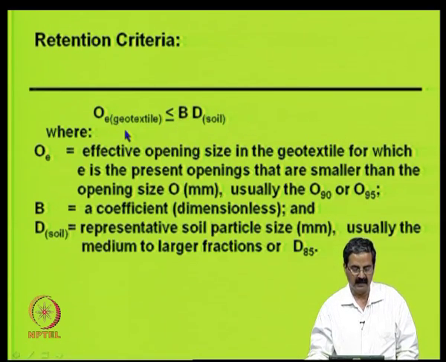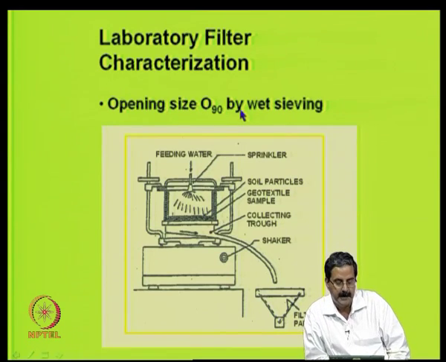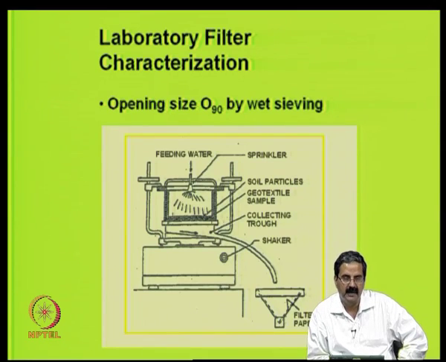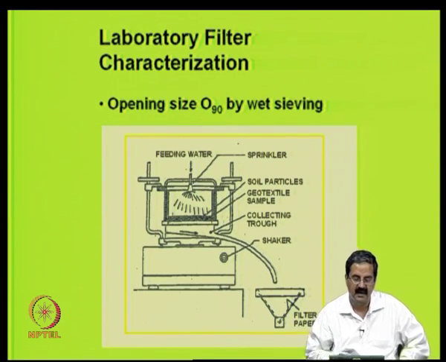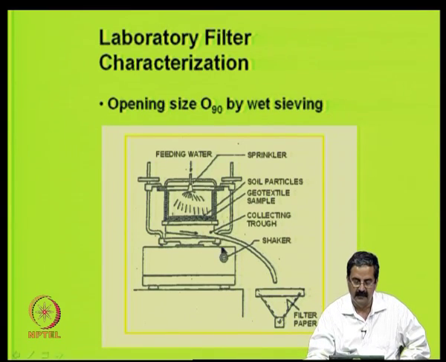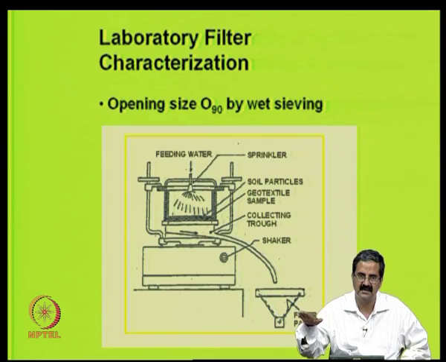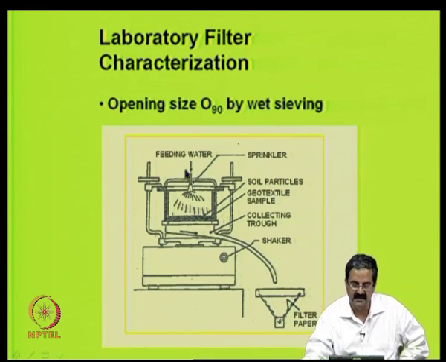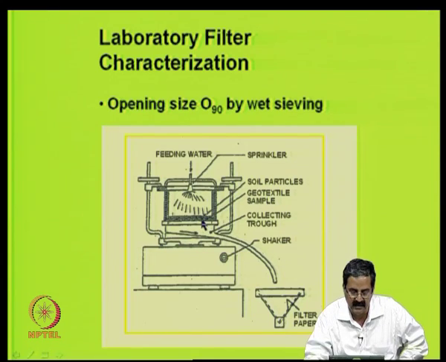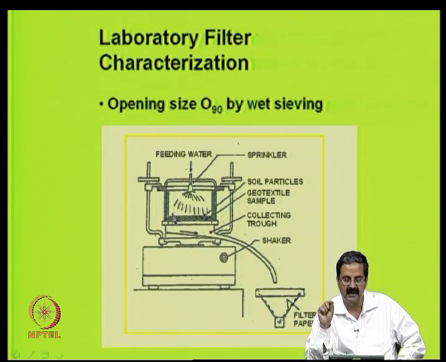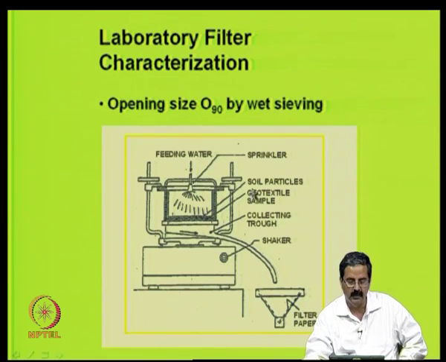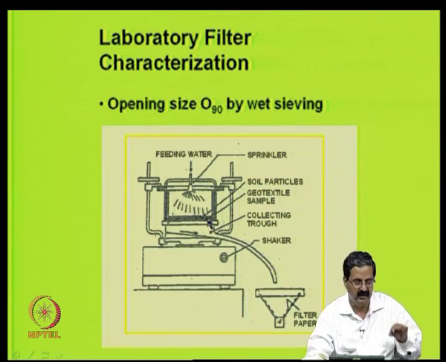How do you get this apparent opening size? There is a test for it, which gives the O90 size, and we discussed apparent opening size earlier in the hydraulic properties of geotextiles. It is obtained by a simple test in which you use a series of glass beads of different standard sizes. You place the soil particles on the geotextile sample. You can see there are two samples here: there is a feeding water flow, soil particles, then the geotextile sample and a collecting trough. Say you take soil particles of uniform size, 0.1, and you have a geotextile, allow the water to go out, and the water goes out cleanly.